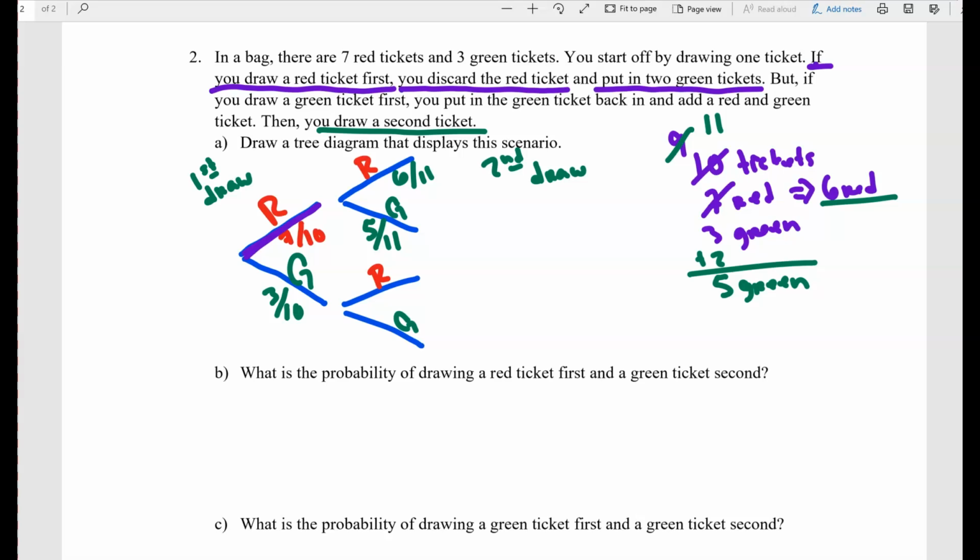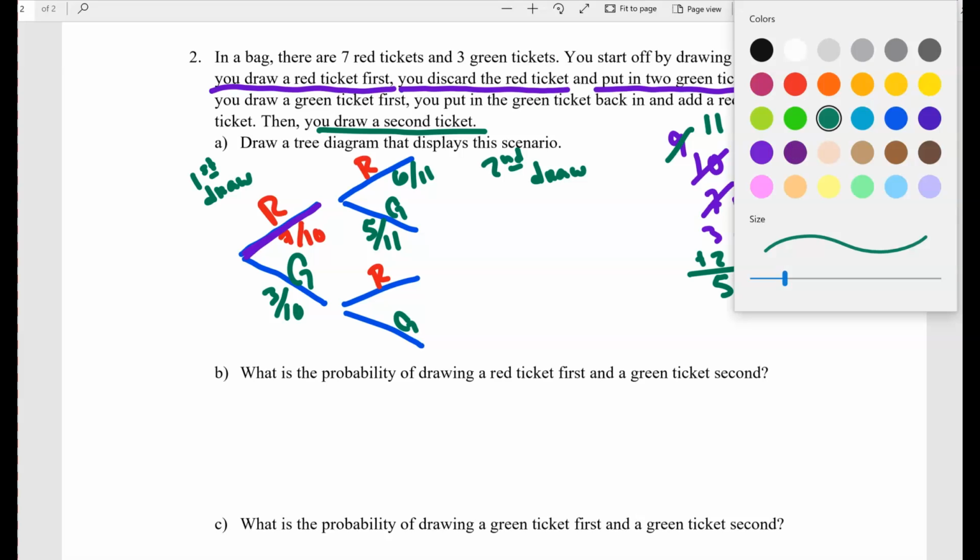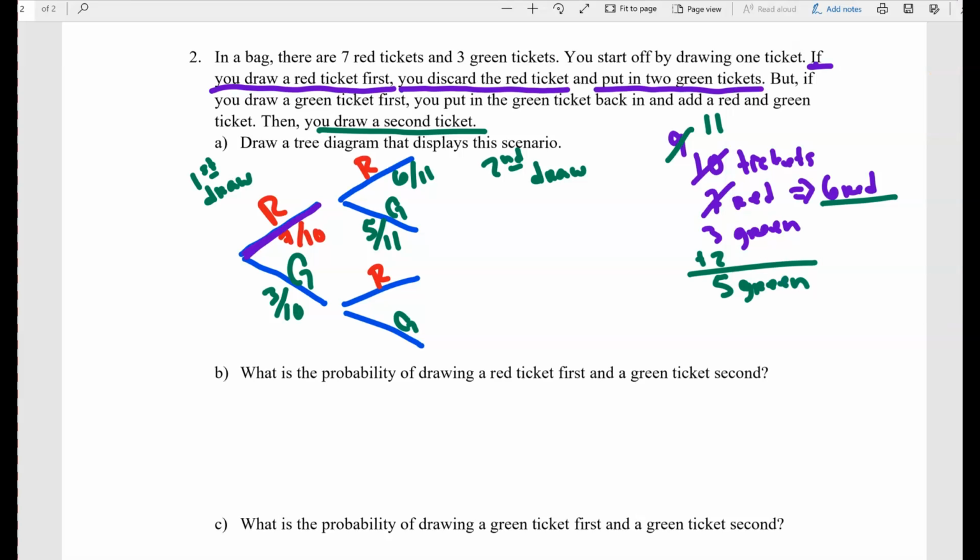Now let's say instead we got a green ticket. If you draw a green ticket first, you put the green ticket back in and add a red and a green ticket. So in the beginning, we had 10 tickets.